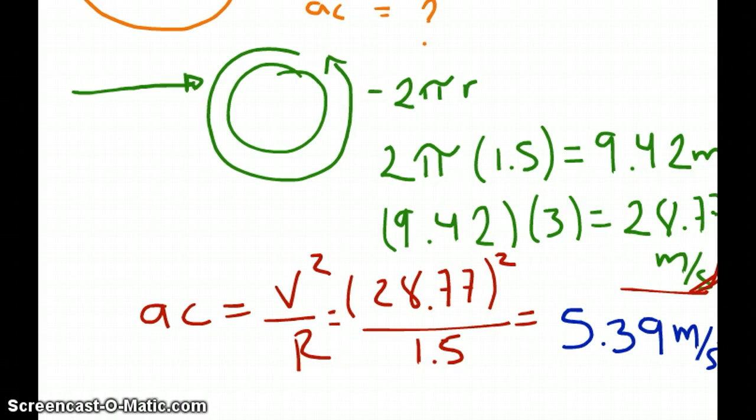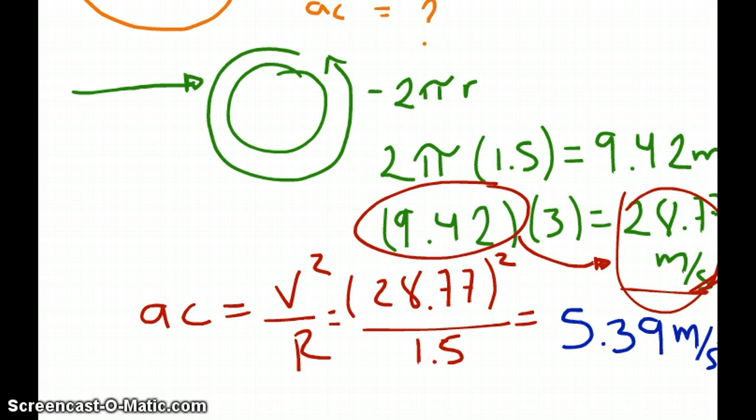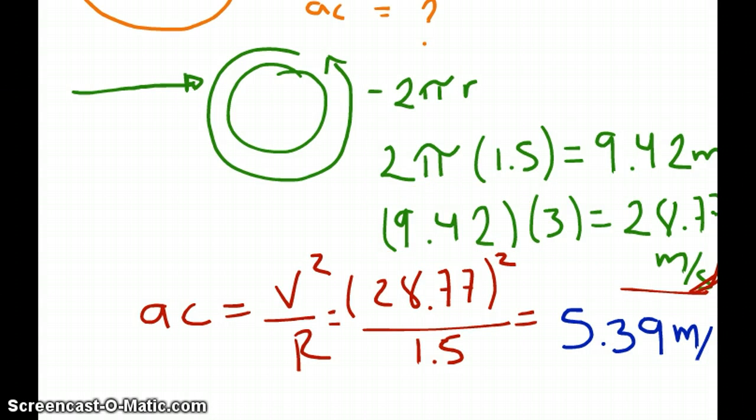So our linear speed for one revolution is 9.42 meters. Let me circle it. But remember, we always have to multiply times 3 because it's 3 revolutions. So the final answer in this case for linear speed is 28.27 meters per second, and our centrifugal acceleration is 5.39 meters per second squared.